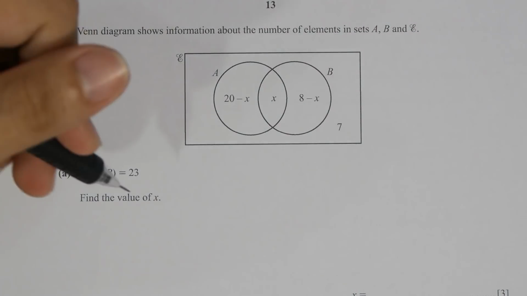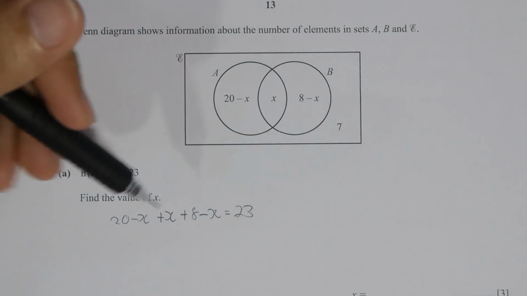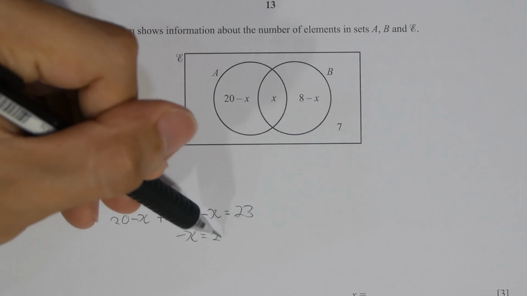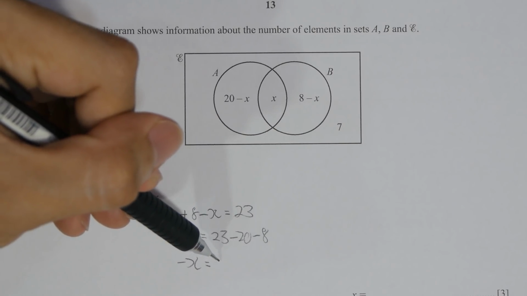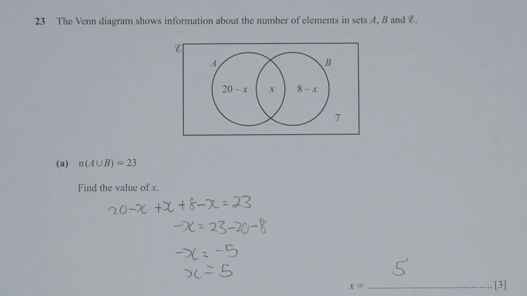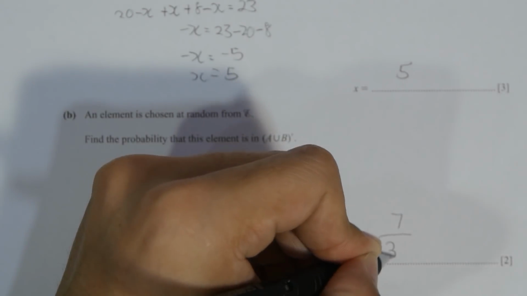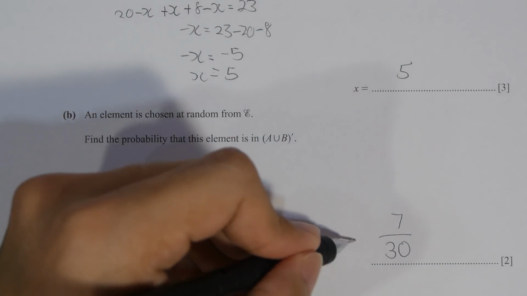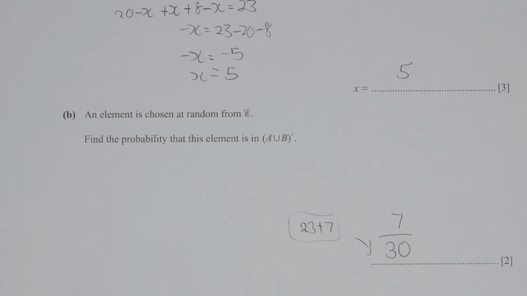Question 23 part A. So add them all up. Then you will get the result as 23. After you run the calculation, x is equivalent to 5. For you to find the probability that this element belongs to everything other than A union B, first you need to find the total, which is 23 plus 7, so 7 over 30 is the final result.